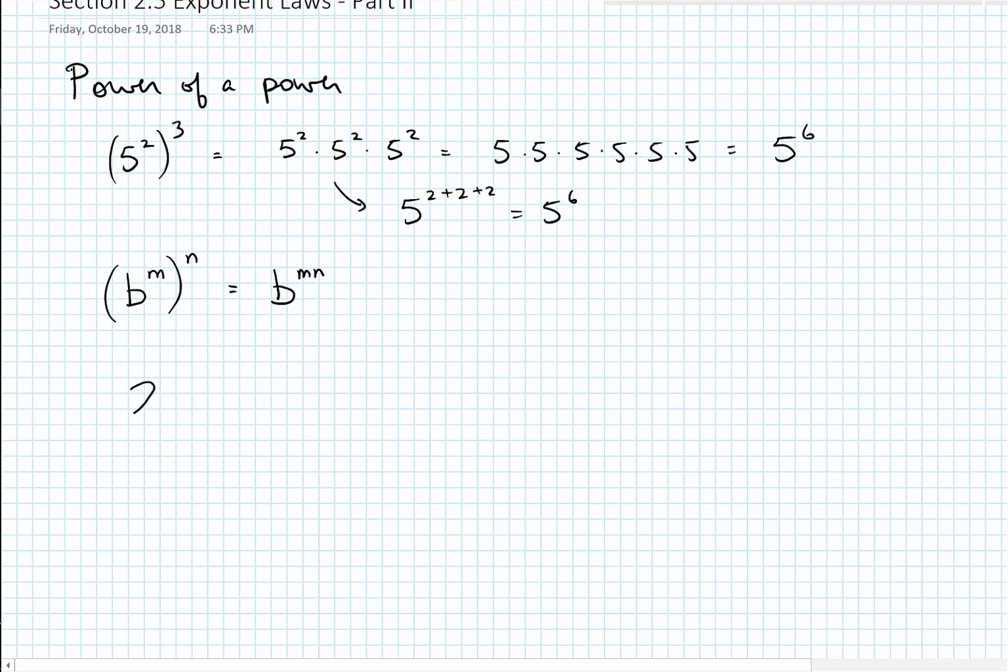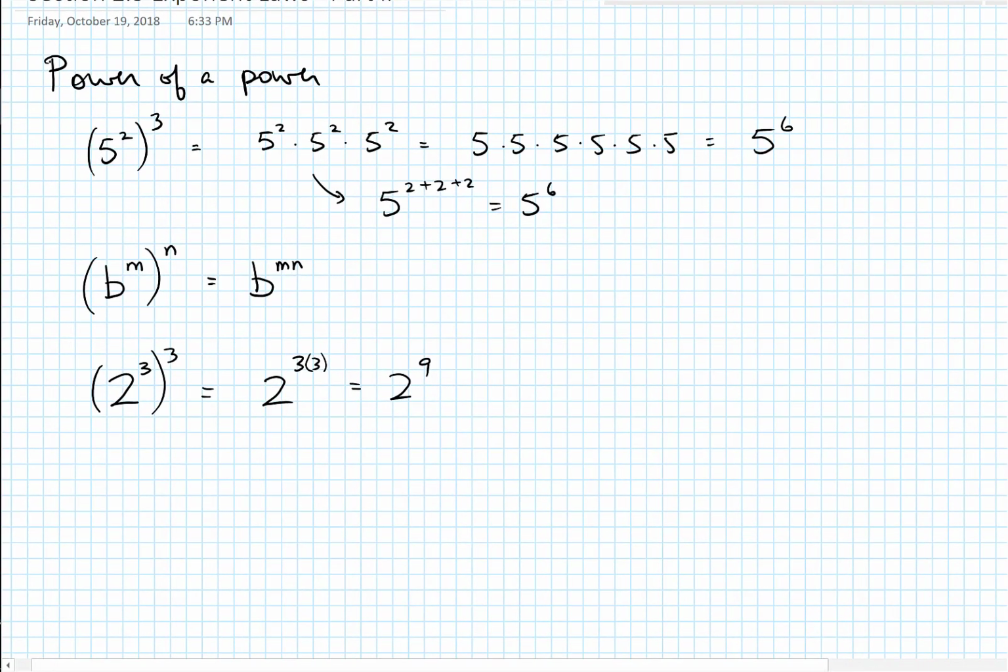So as an example, if we have 2 cubed and we raise that to the power 3, we can just multiply the 2 exponents and write this as 2 to the power of 3 times 3, which is 2 to the power of 9. We can see that this is true. If we expand what's in the brackets there, 2 cubed is just 8. So this should be the same as 8 cubed. And 8 cubed is 8 times 8 times 8, which is 512. And if we write 512 as a power of 2, it's 2 to the power 9, exactly what we expected.